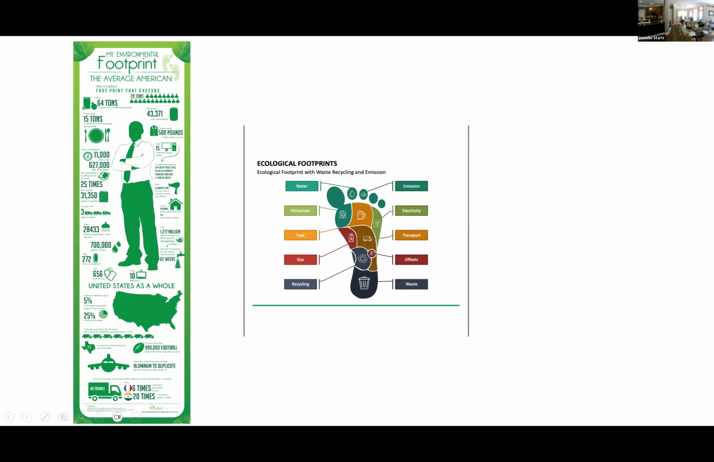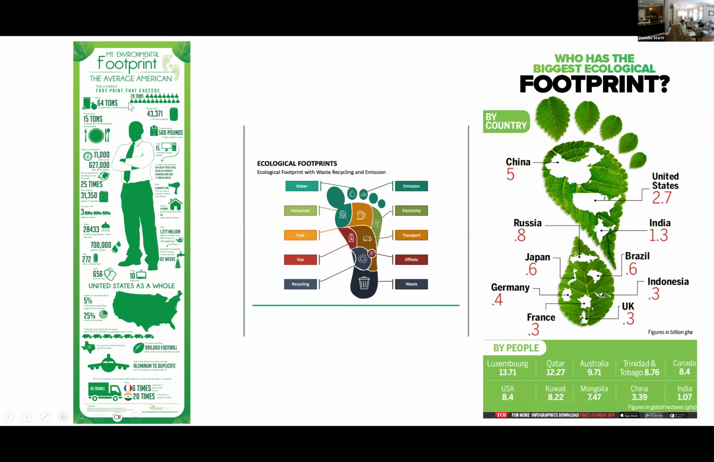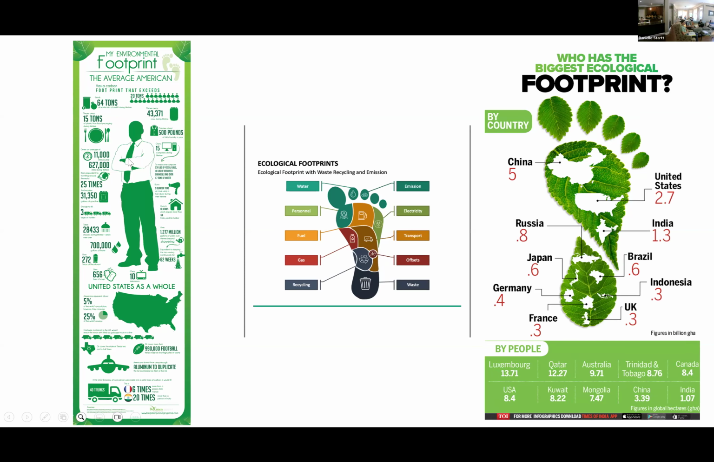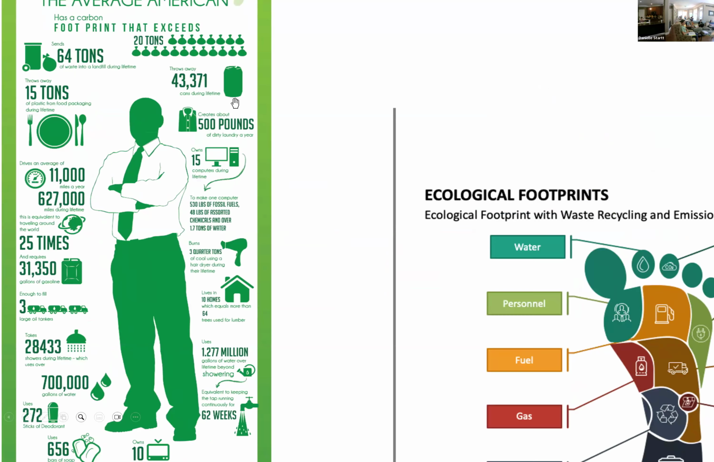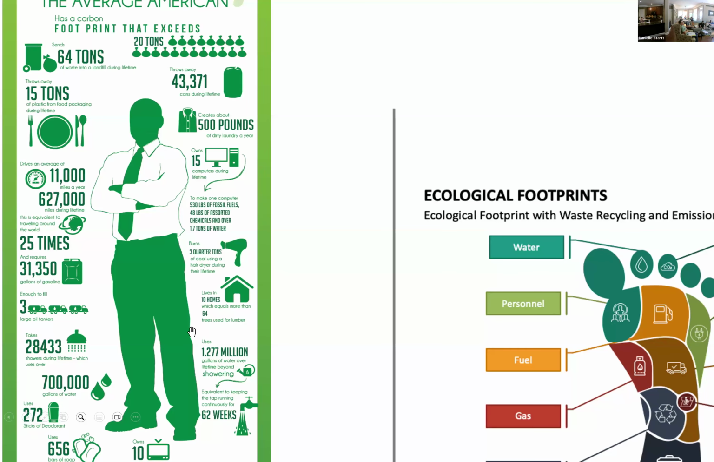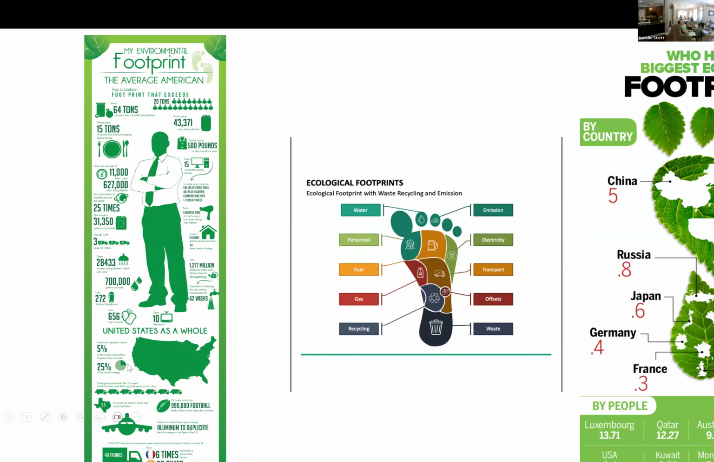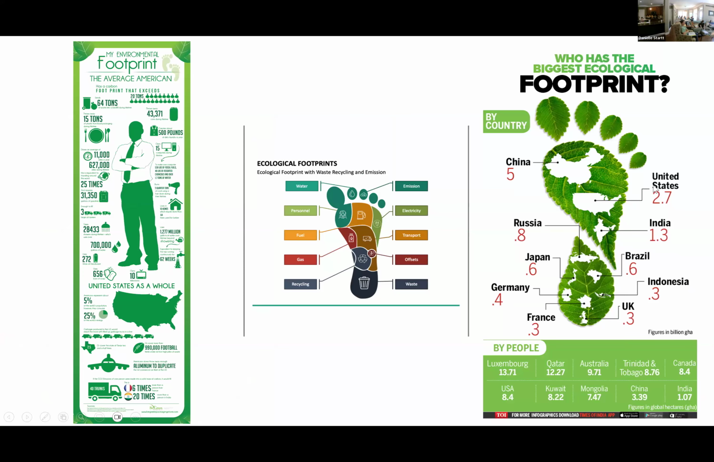So, ecological footprints. For example, the average American footprint. This talks about how we throw away 43,371 cans during our lifetime. We go through enough oil to fill 3 large tankers. This is every person. We live in 10 homes, which equals more than 64 trees used for lumber. This is just the average American. When you consider apartments and dormitories, that's probably about right.